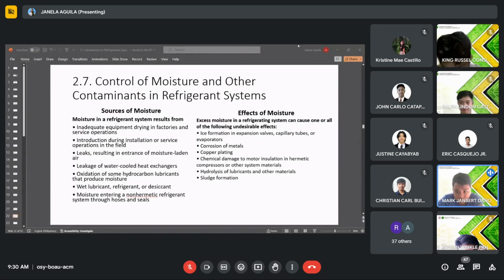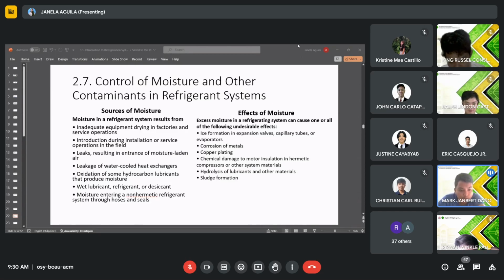Leaks resulting in entrance of moisture-laden air. Leaks in the refrigerant system can allow moisture-laden air to enter. This is particularly common in systems that are not properly maintained or have deteriorating seals and gaskets. Moisture from the surrounding environment can seep into the system through these leaks.